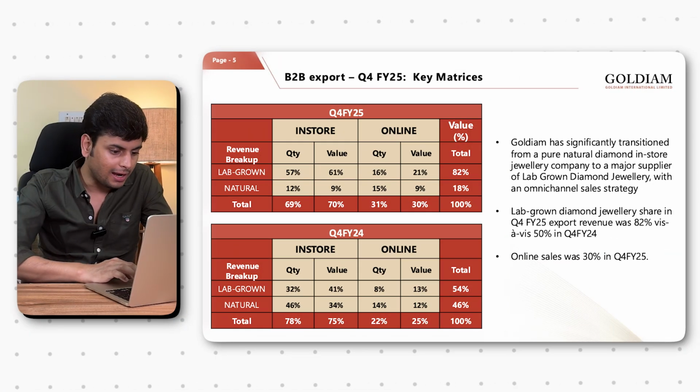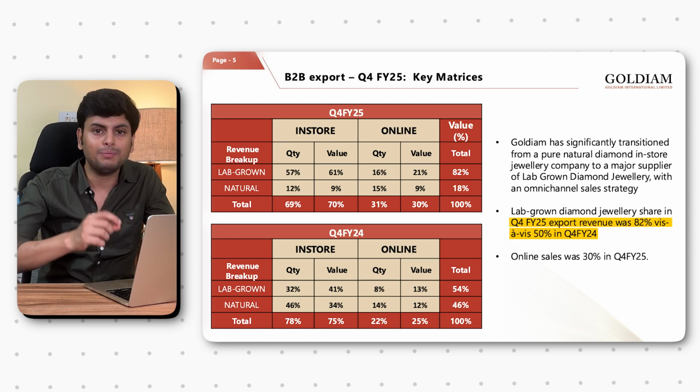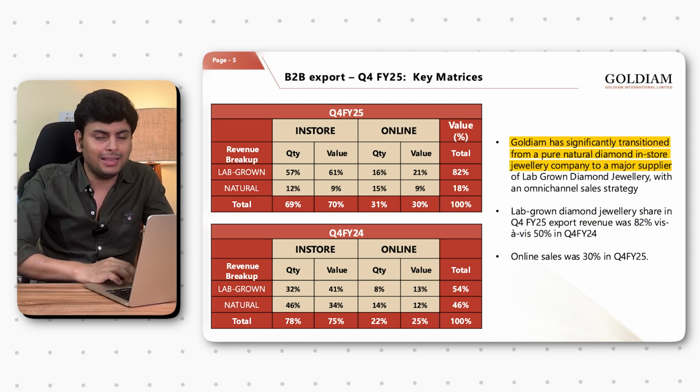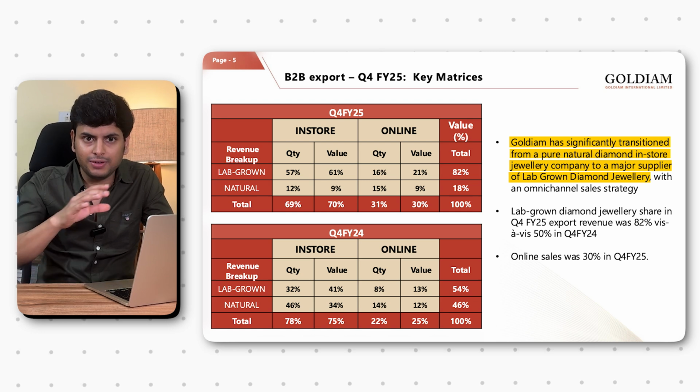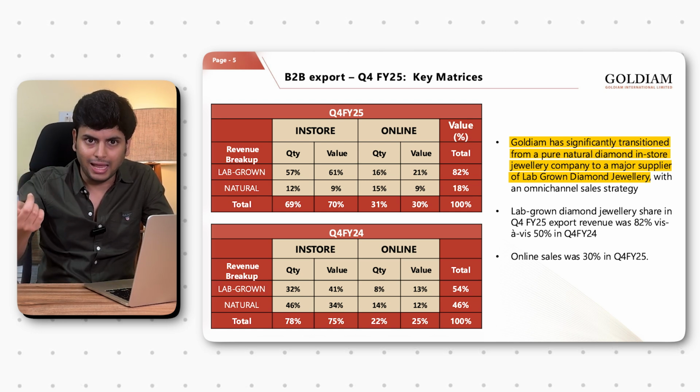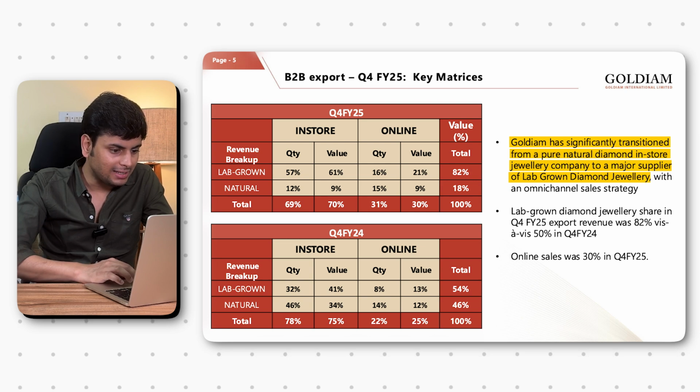If you look here, around 80% of Goldiam sales now come from lab-grown jewelry. Until last year, only 50 to 55% of sales came from this segment, meaning over time, their business has changed significantly. Earlier, Goldiam only dealt in natural diamonds, but now they are shifting their focus towards LGDs and they are selling through stores as well as online, meaning their sales channels are diversified.